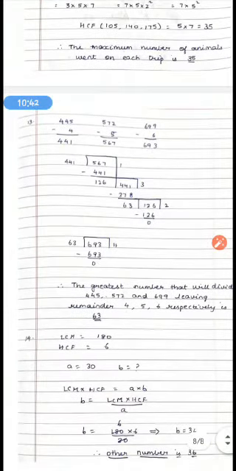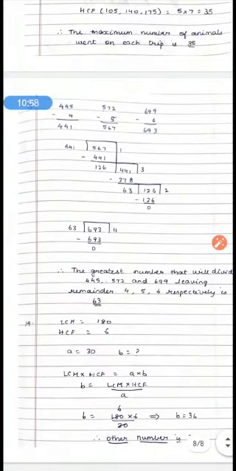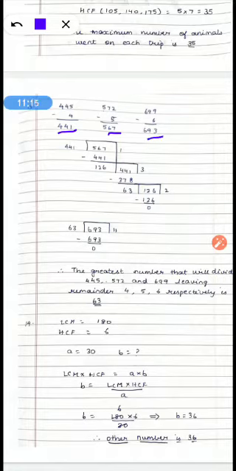Question number 13. Find the greatest number that will divide 445, 572 and 699, leaving the remainders 4, 5 and 6 respectively. For this, we have to first subtract the remainders from the respective numbers. That is 445 minus 4, which is equal to 441, and 572 minus 5, which is 567, and 699 minus 6, which is 693. First, we have to find the HCF of the first two numbers 441 and 567.